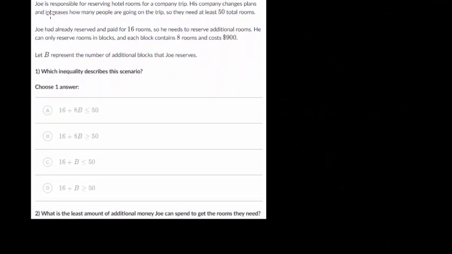So Joe is responsible for reserving hotel rooms for a company trip. His company changes plans and increases how many people are going on the trip. They need at least 50 hotel rooms, or 50 total rooms. Joe had already reserved and paid for 16 rooms, so he needs to reserve additional rooms. He can only reserve rooms in blocks, and each block contains 8 rooms and costs $900.